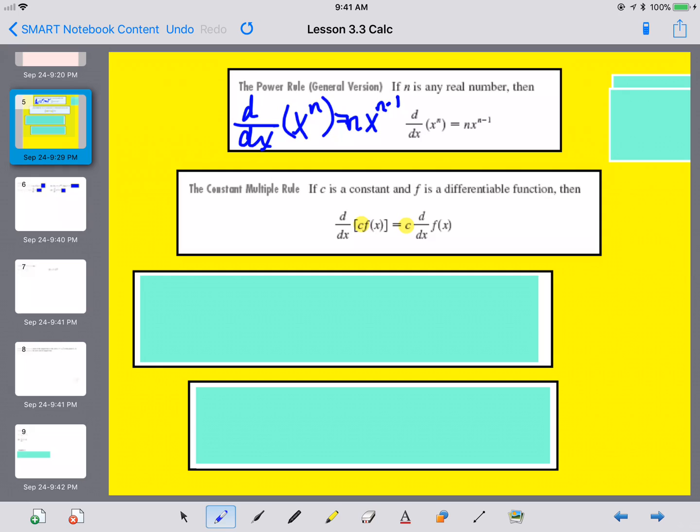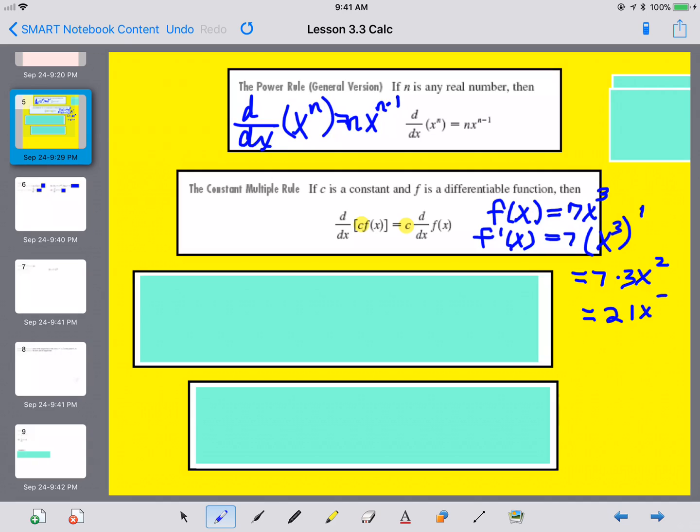So let me show you what that means. Let's say we are taking the derivative of a constant times, let's say, a power function that we just learned about. Well, the derivative of that is just 7 times the derivative of x cubed. Now, what's the derivative of x cubed? Well, we already learned that. The derivative of x cubed is just 3x squared. So the 7 doesn't affect the derivative of the x cubed. It just multiplies by it, and so then you would get an answer of 21x squared.